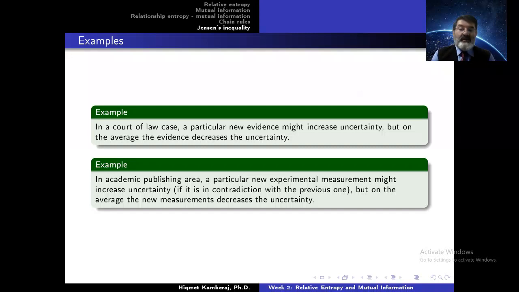First, in a court of law case, a particular new evidence might increase uncertainty, but on average, the evidence decreases the uncertainty. Another example, in the academic publishing area, a particular new experimental measurement might increase uncertainty if it is in contradiction with previous ones, but on average, the new measurement decreases the uncertainty. So we should never stop reproducing results.